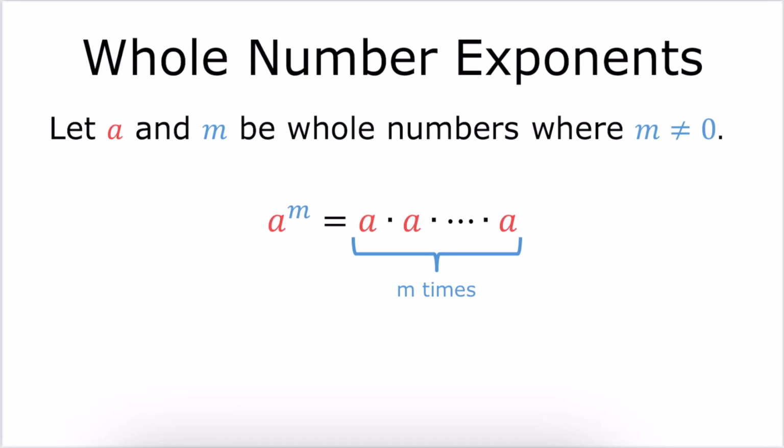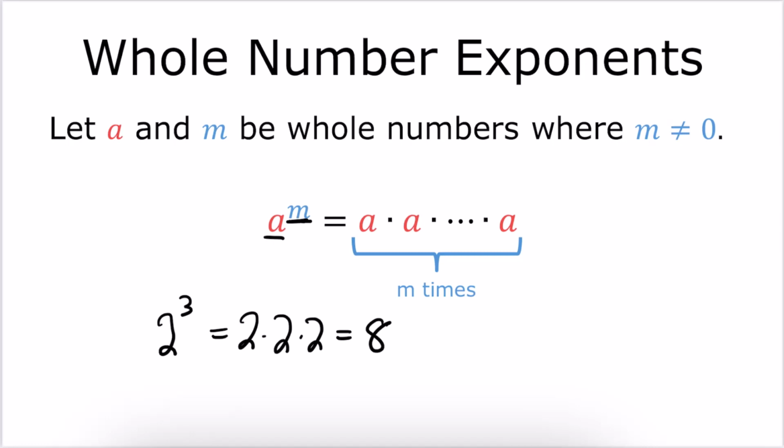So if a and m are two whole numbers where m is not equal to 0, then we define exponents so that a to the power of m, where m is the exponent, equals the result of multiplying a by itself m number of times. So for example, if a was the number 2 and m was the number 3, 2 to the third power would equal 2 times 2 times 2, which would equal the number 8. And so this is the way that we define whole number exponents.